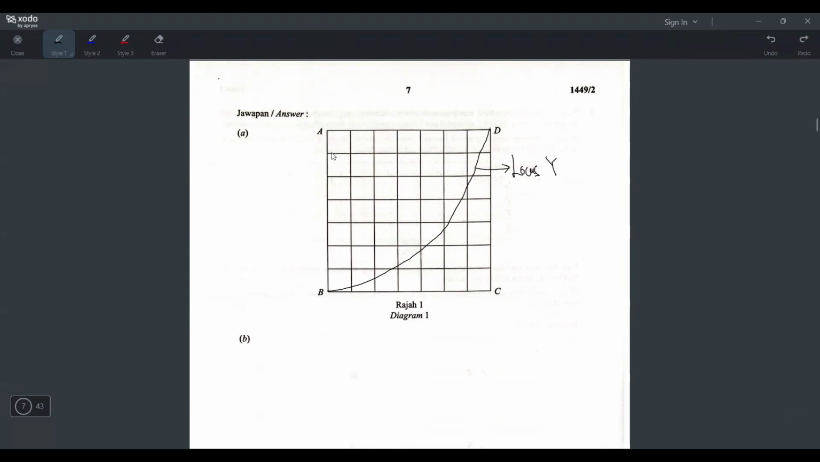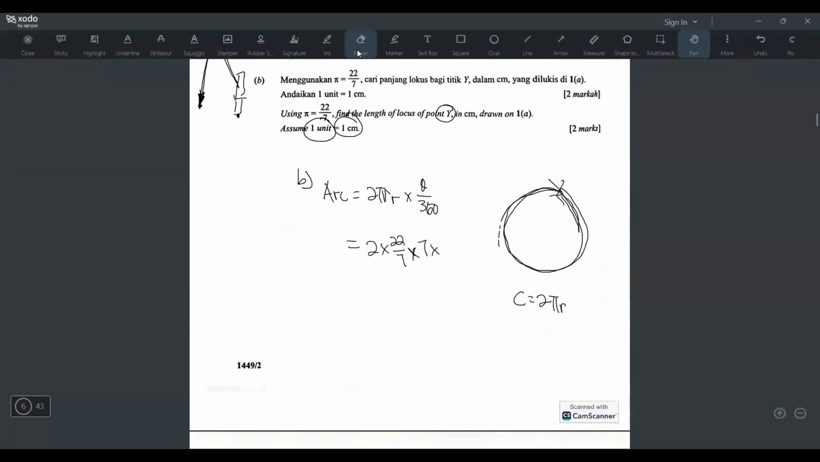Because how I know it's 90 degree? Because everything here is a square, right? So square, the corner of the square mesti is 90 degree one. So that's why I know it's 90 degree. So I can put in the formula, 90/360, right? And with that, you can get your answer using calculator, right?